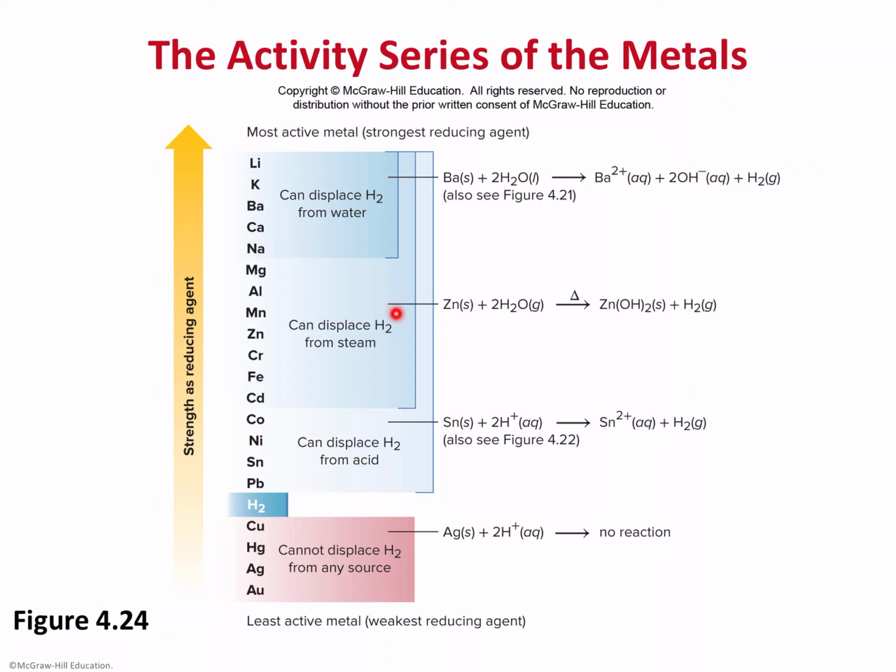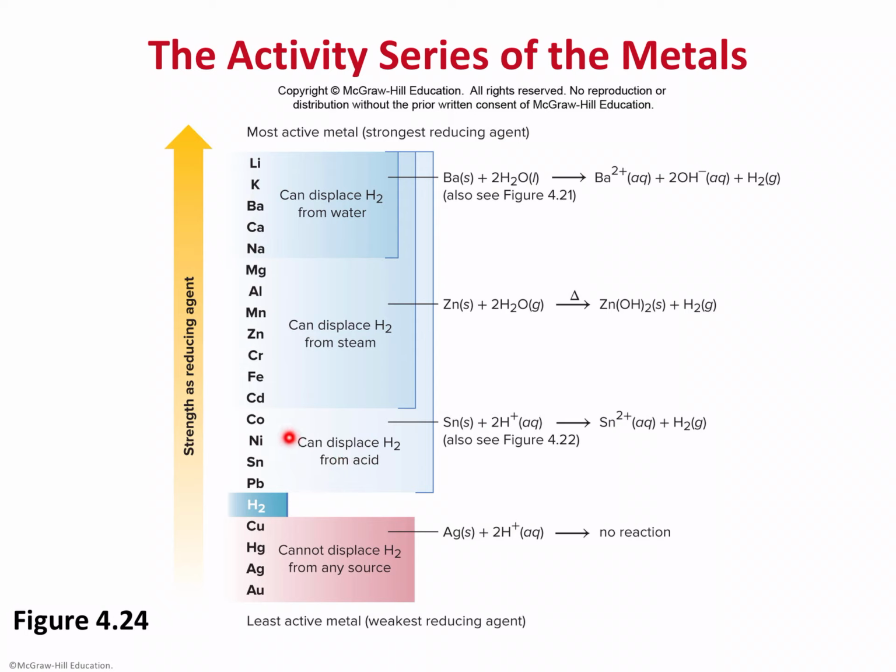Also, they can react with steam, they can also react with acid, or they can do all of these. But if you look at magnesium, aluminum, manganese, zinc, chromium, iron, cadmium, these cannot displace hydrogen from the water, but it needs more energy. So if you use steam, gaseous water, then it can displace hydrogen from water, zinc hydroxide and hydrogen. So these are more active compared to these ones.